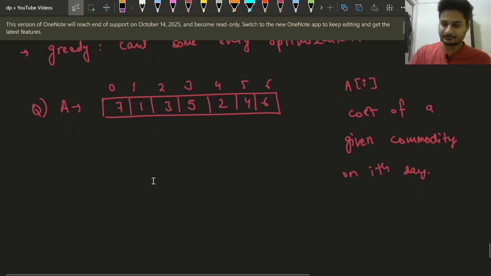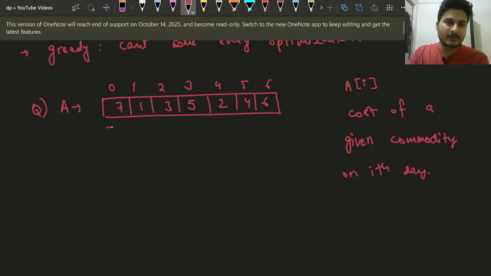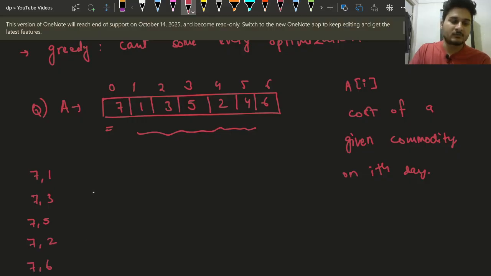So in a DP based approach, what we can do is buy at 7 and then sell at any of these days, right? These are the possible pairs that will be made using this: 7 1, 7 3, 7 5, 7 2, sorry, and then 7 6. So these are your possible combinations just for 7, right? Here your profit is -6, here your profit is -4, here your profit is -2, here your profit is -5, and here your profit is -1.